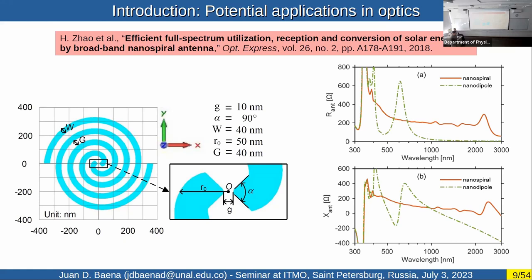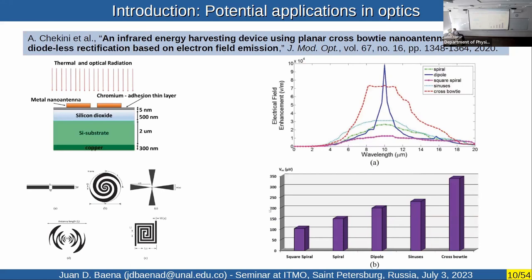Well, there are other papers claiming about this potential application of harvesting, like this one by Cecchini in 2020. They were studying and comparing different geometries: spiral, dipoles, quad spiral, and so on. And there is something interesting here. For the case of the spiral antenna, which is shown here, you see all the geometries they are checking.